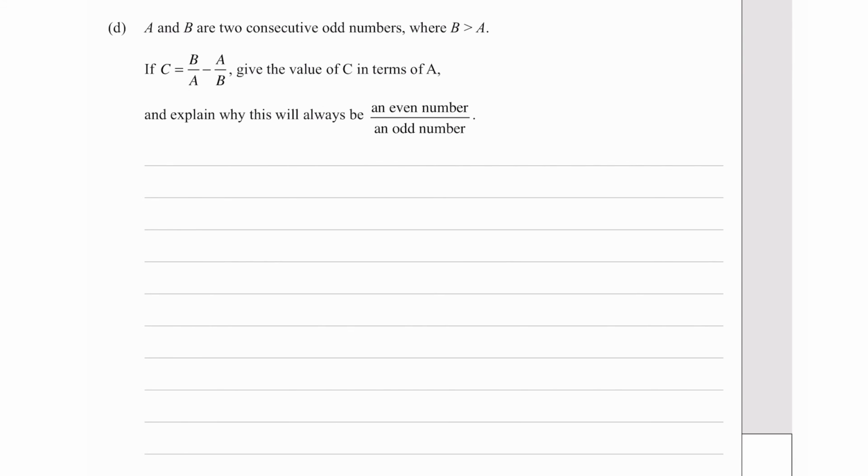A and B are 2 consecutive odd numbers where B is greater than A. If C is equal to B over A minus A over B, we want to give the value of C in terms of A and explain why this is an even number over an odd number.